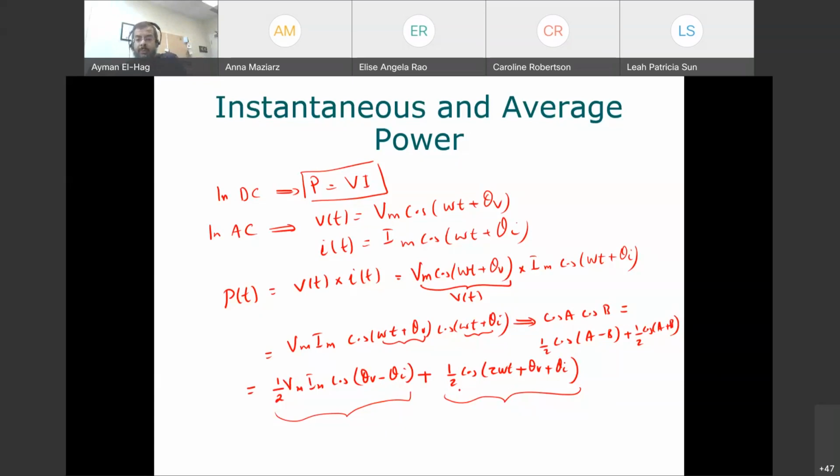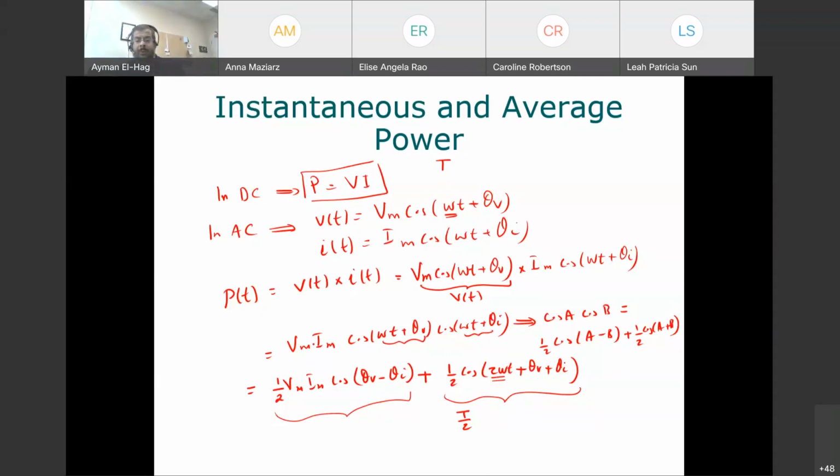So let's talk about this one. We call it the instantaneous component, or the time variant component. It will have a period equal to T over 2, because we have double the frequency. We start with omega, and then here we have 2 omega. So if the period here is equal to T, the period here becomes T over 2, because we know that the period is 1 over frequency. So if we double the frequency, we are reducing the period to half.